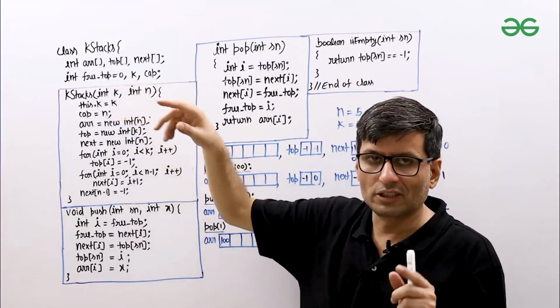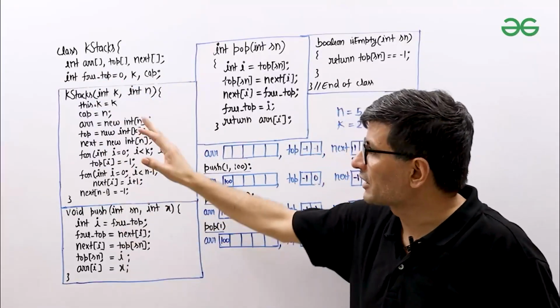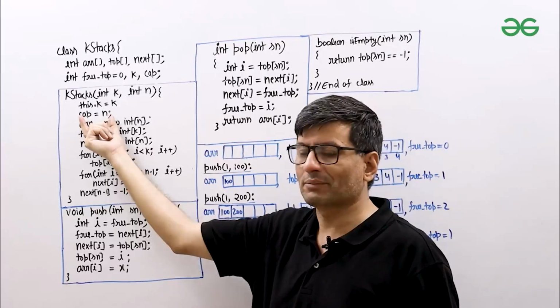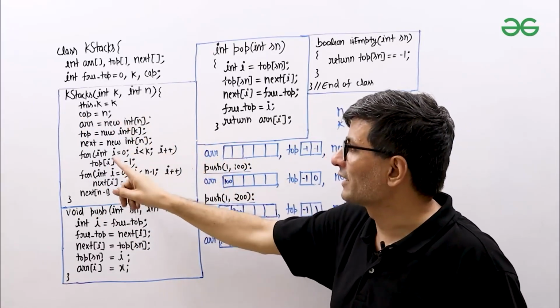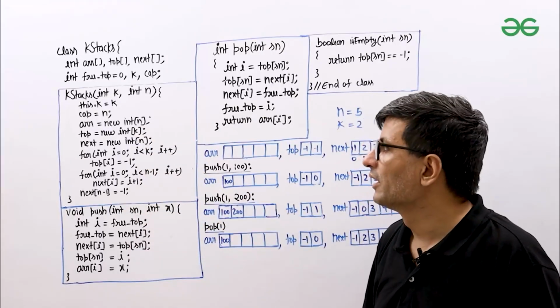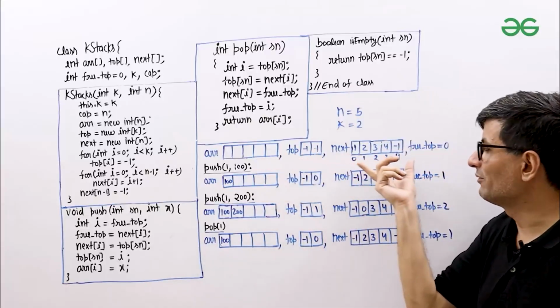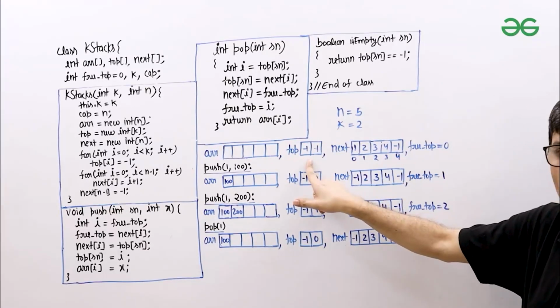So k is the number of stacks, capacity is the capacity of this array. We have this constructor where we initialize the k member of this class, where we initialize the capacity. We allocate memory for these 3 arrays. arr is of size n, next is also of size n, and top is of size k. Then we initialize top as -1, right? This is our initial setup that we get ready. We create the array, we create top with -1.